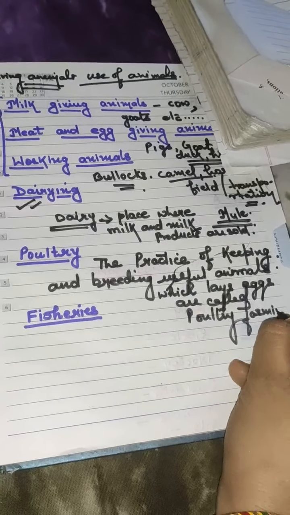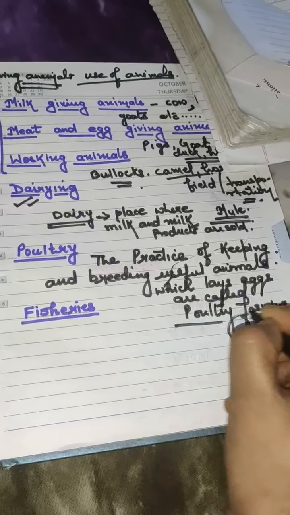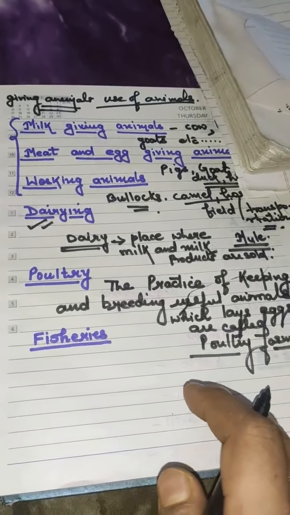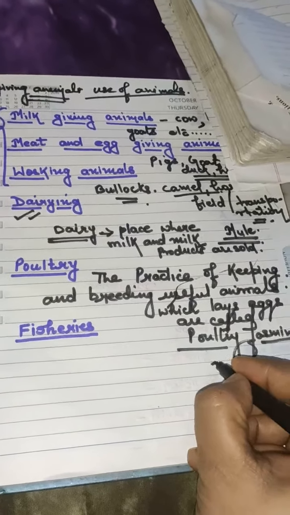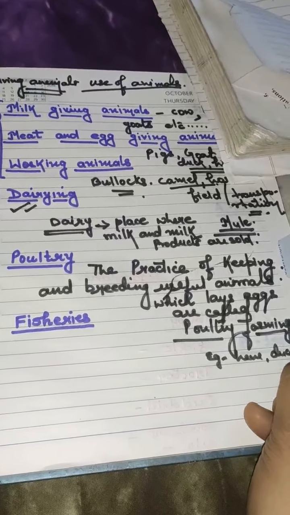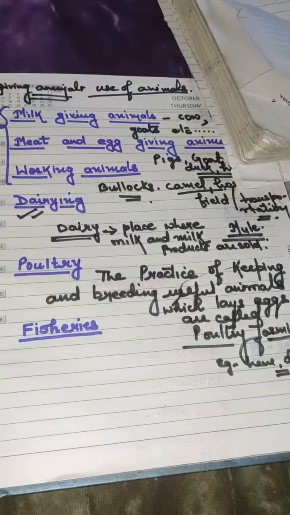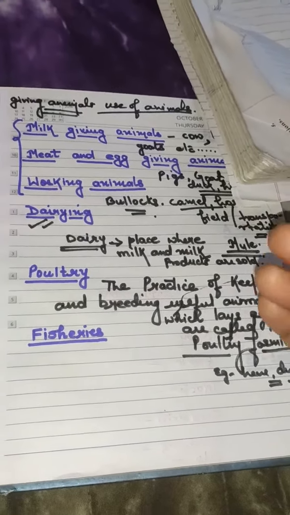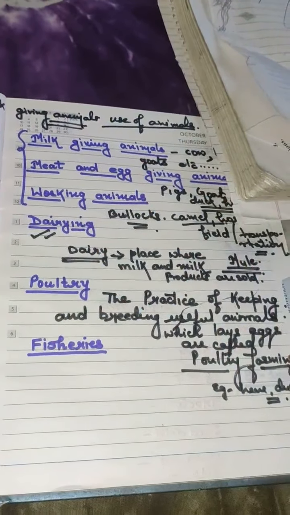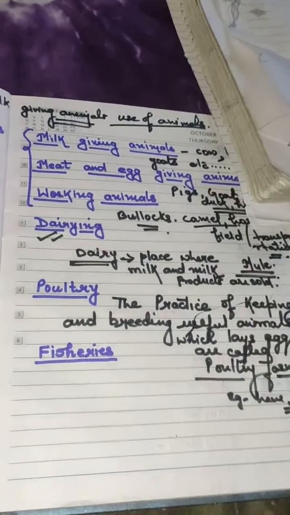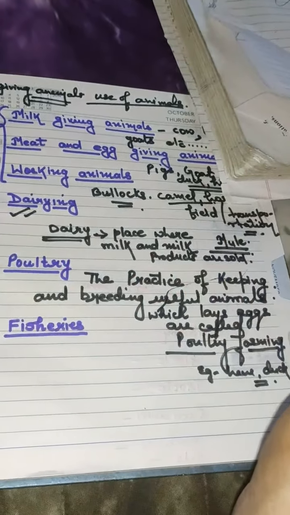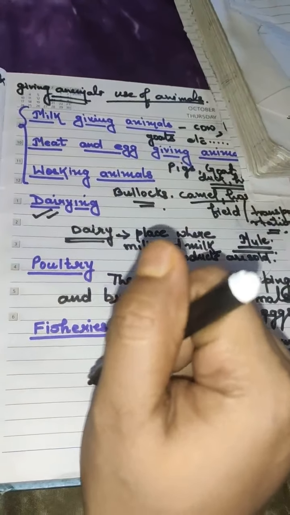Clear? And the poultry birds are hens, ducks, etc. Clear to you? So examples you can write down here. The poultry birds are hens, ducks. They lay eggs, and they are farmed or taken care of to lay more and more eggs, and that practice is known as poultry.